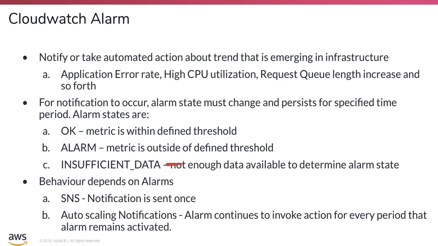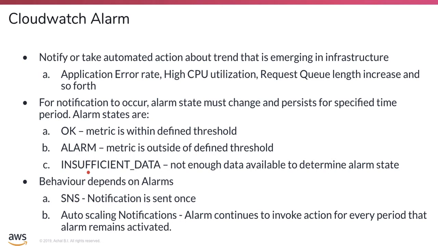And there are different states in these alarms. OK state is when it is below the threshold. Alarm is when it is outside the defined threshold that we have, and insufficient data is when we don't have enough data available for it. I'll give an example for all of these.